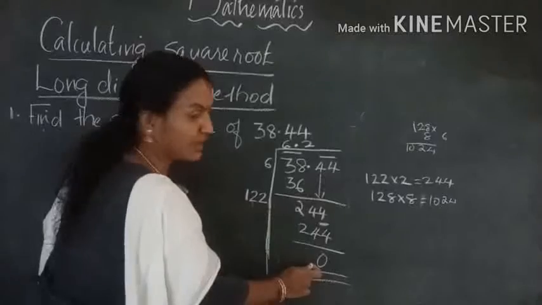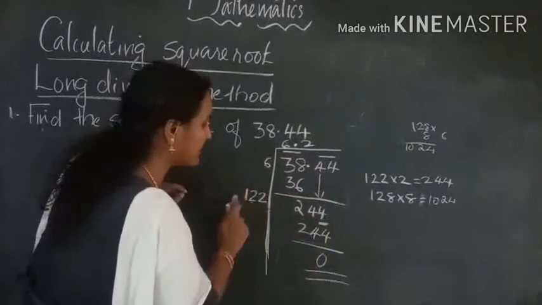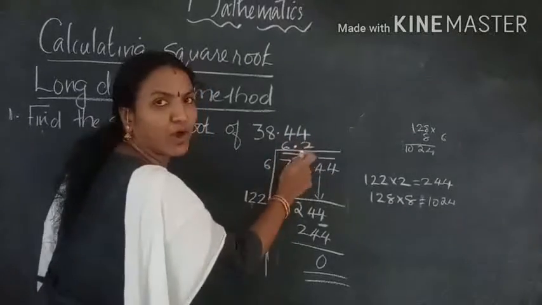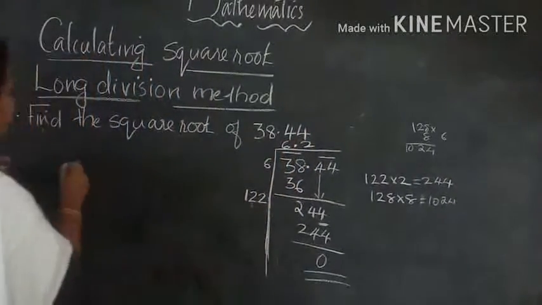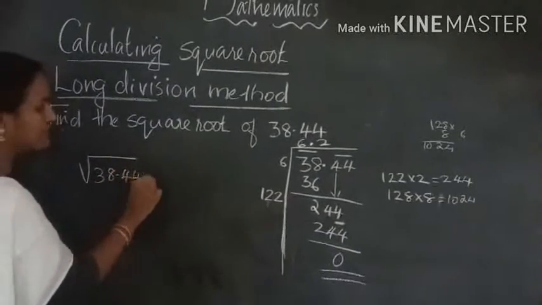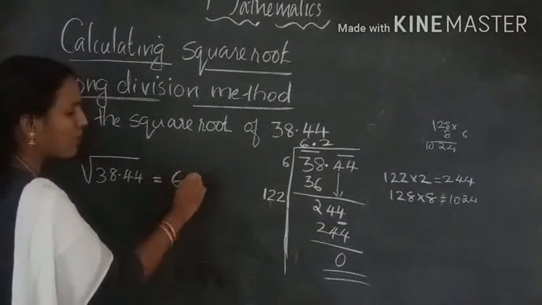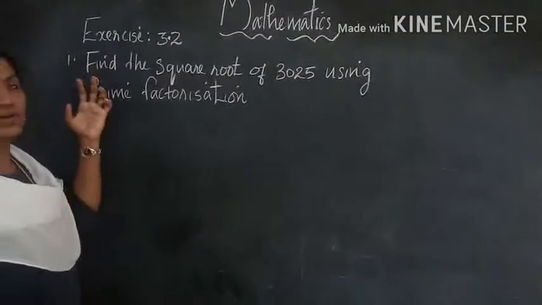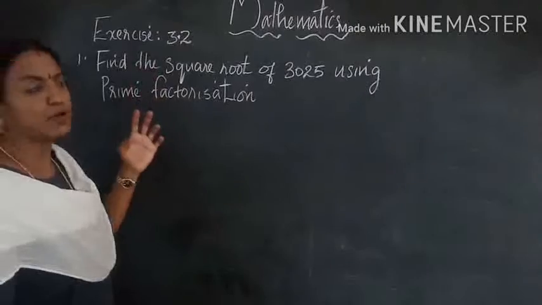Remainder is 0. So the new divisor is 122. The quotient is 6.2. So the square root of 38.44 is equal to 6.2. Let's solve question number 1 from exercise 3.2.